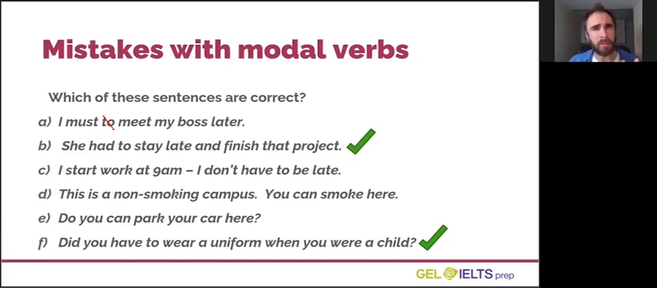C, I start work at 9 a.m. I don't have to be late. This is a very strange thing to say. If you say you don't have to be late, that means normally people do have to be late, but that's not true. Maybe they meant to say, I mustn't be late. That would be correct. D, this is a non-smoking campus. You can smoke here. No, it's the opposite. You can't smoke here. And E, do you can park your car here? Not correct. Can you park your car here is the correct question.